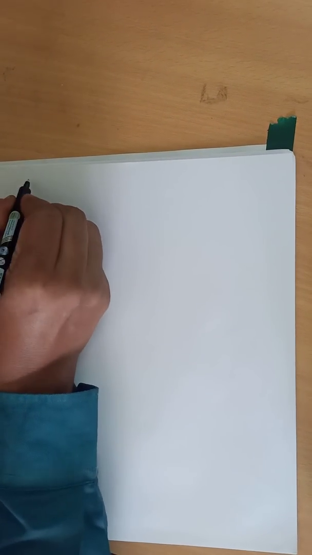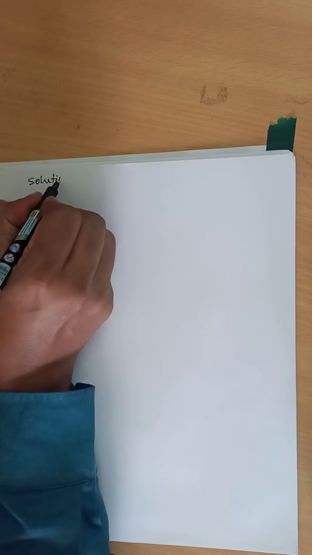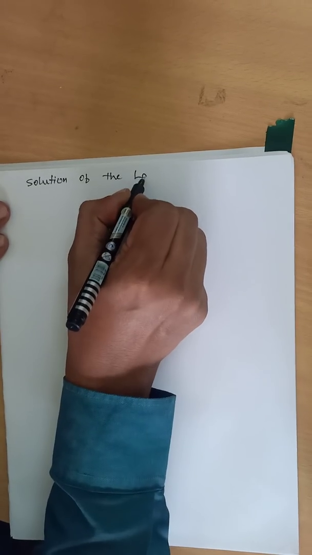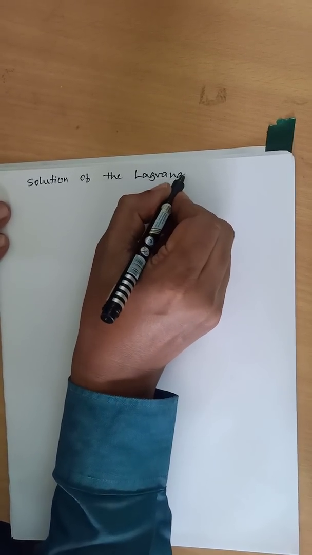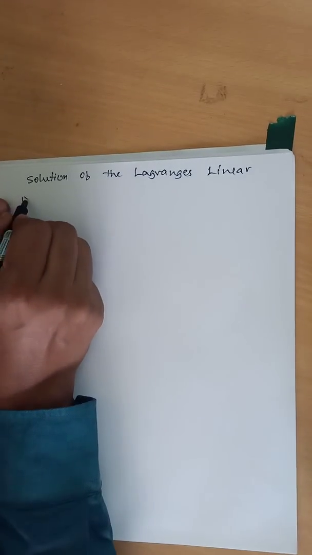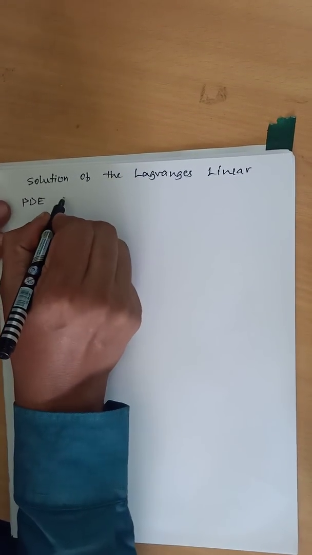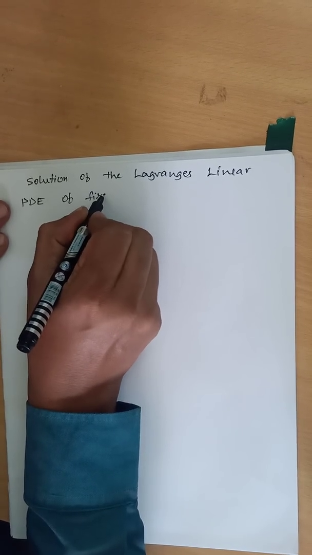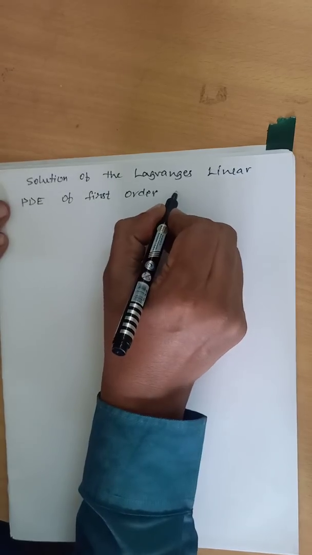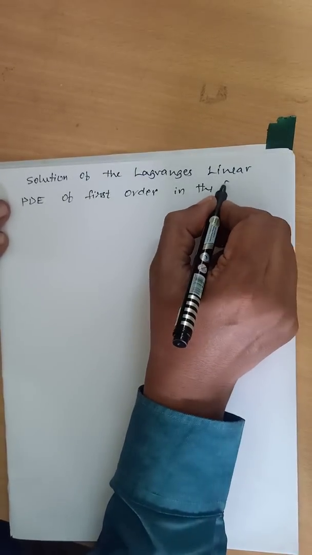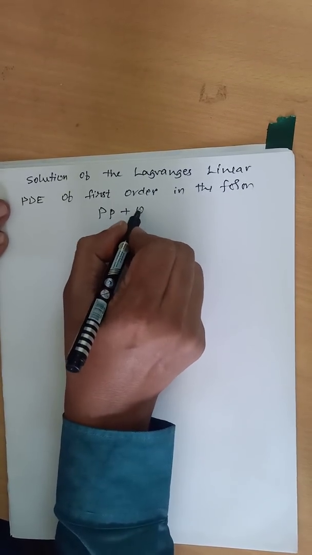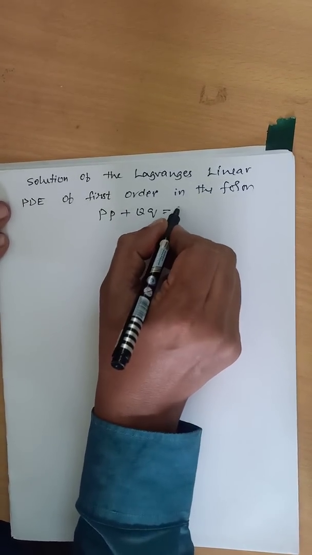Solution of the Lagrange's linear partial differential equation of first order in the form Pp plus Qq equal to R.